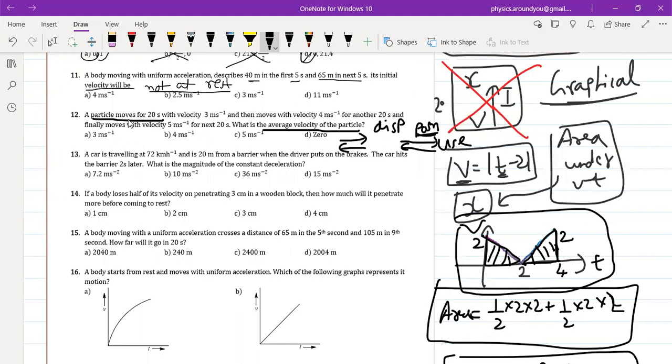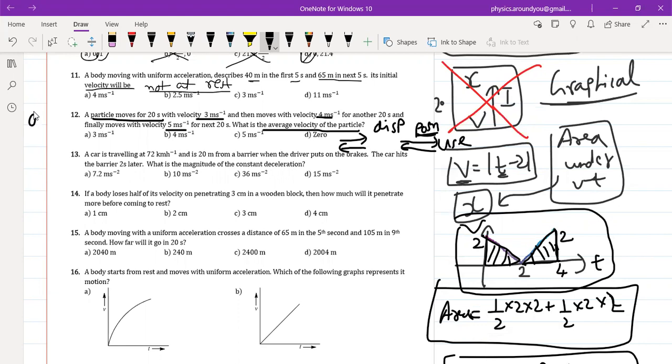Here they have given the particle moves for 20 seconds with velocity 3 meter per second, 4 meter per second, 5 meter per second without mentioning any direction. So we assume that it is moving in the same direction for all times. If it moves in different directions, then definitely the question would have been more fun. So how to find average velocity?